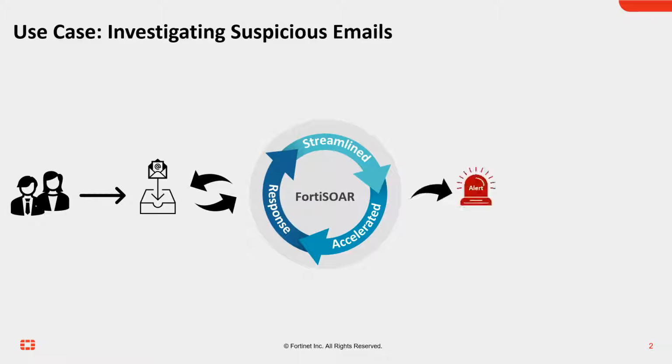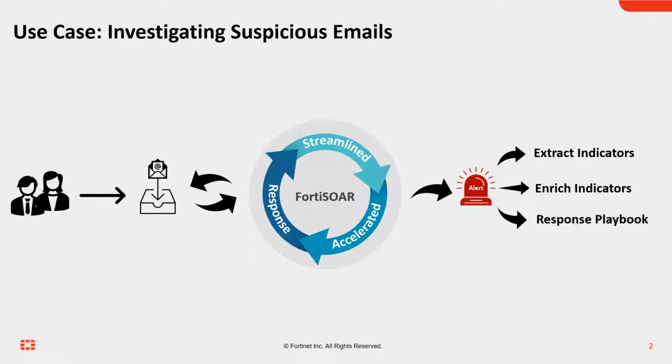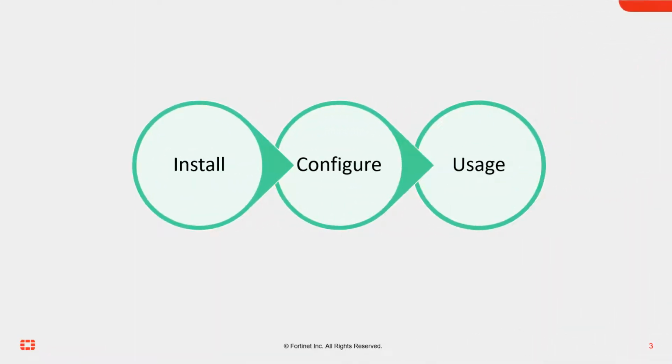Once the alert is created, it goes through a process of indicator extraction, followed by enrichment, and then an investigation response playbook is triggered on the alert. In about the next 10 minutes, we will experience the full cycle of using Phishing Response Solution Pack. We will start from installing the solution pack to configuring the required connectors and finally working through the alert using automated response playbook.